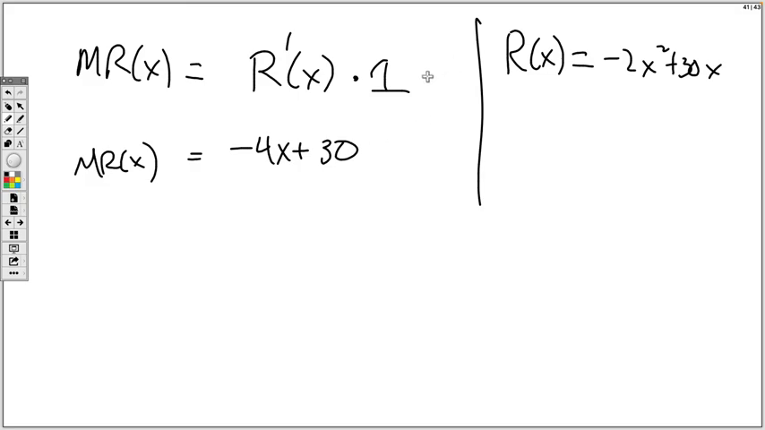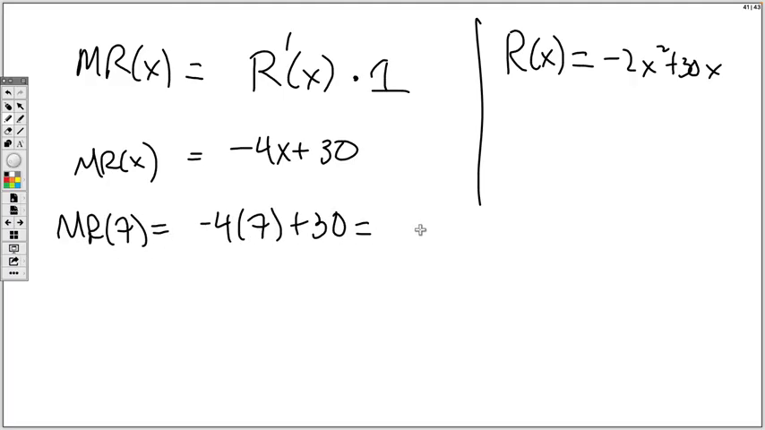And once again, that times 1 doesn't affect the formula, but it reminds us that the interpretation is no longer a rate of change. It's looking at the next one. So if I look at MR of 7, it's minus 4 times 7 plus 30. That's also 2. But what does this 2 mean? Marginal revenue is looking at selling the next item. So here we're selling 7 t-shirts. We're looking at what would happen if I sold another t-shirt, the 8th t-shirt.